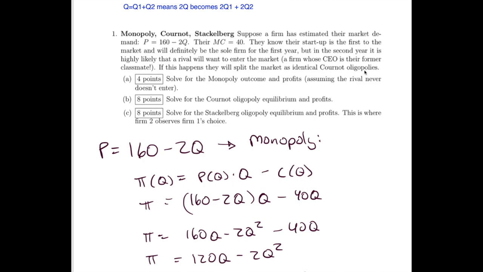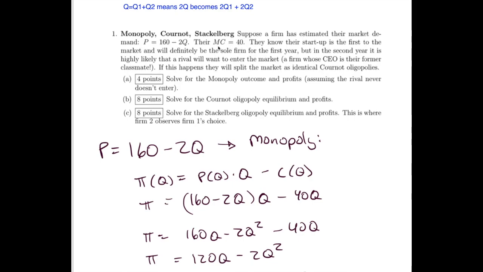By identical Cournot oligopolies, we interpret this as meaning, since they face the same inverse demand curve, and since this 2 is going to be multiplied to both of their quantities, I'll talk about that in a second, all we need for identical Cournot oligopolies is that they have the same marginal cost. So on the basis of me saying that the rival is going to be an identical Cournot oligopoly, that lets us know that both firms are going to have marginal cost of 40.